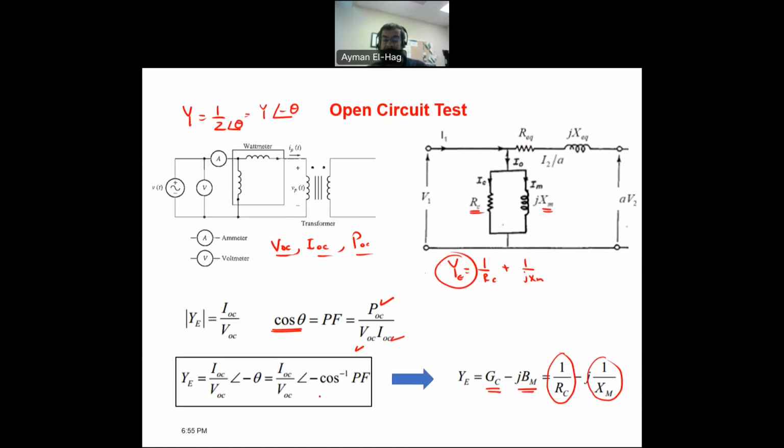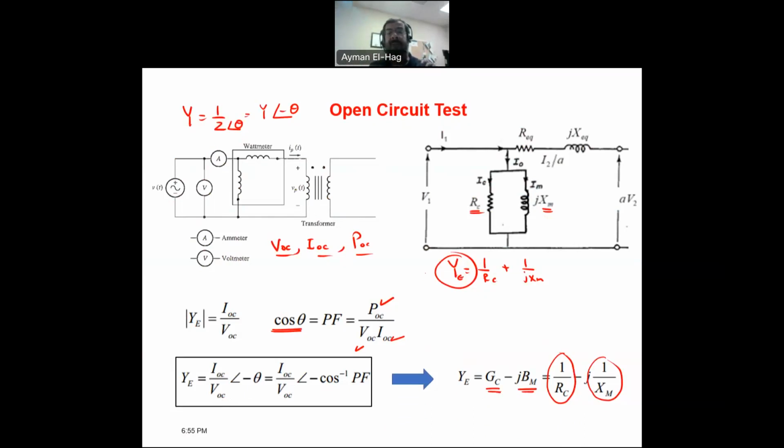So after we calculate the division of I open circuit over V open circuit with the angle, then we are getting the vector value of the admittance. Okay, so this is how we find the excitation branch of the transformer.